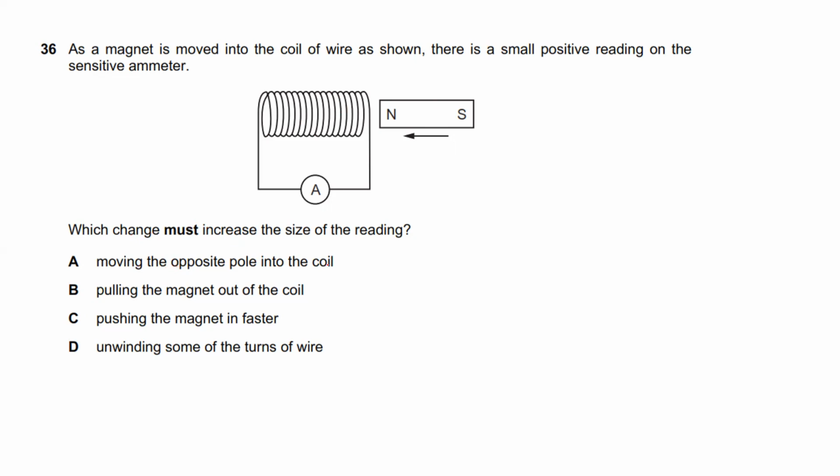Moving the opposite pole to the coil, no, it doesn't affect the reading. Pulling the magnet out of the coil, again, it will change the direction of the reading, but not the size of the reading. Pushing the magnet in faster, yes, it will change the magnitude of the reading. Unwinding some of the turns will decrease the magnitude of the reading. So eventually the best answer is C.